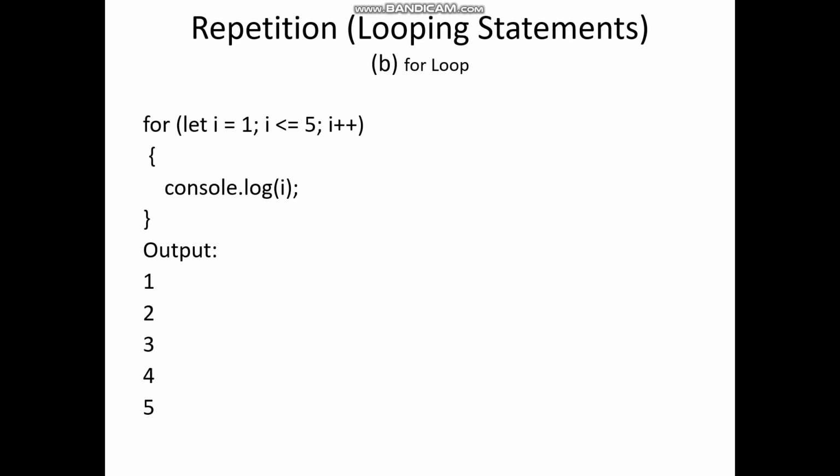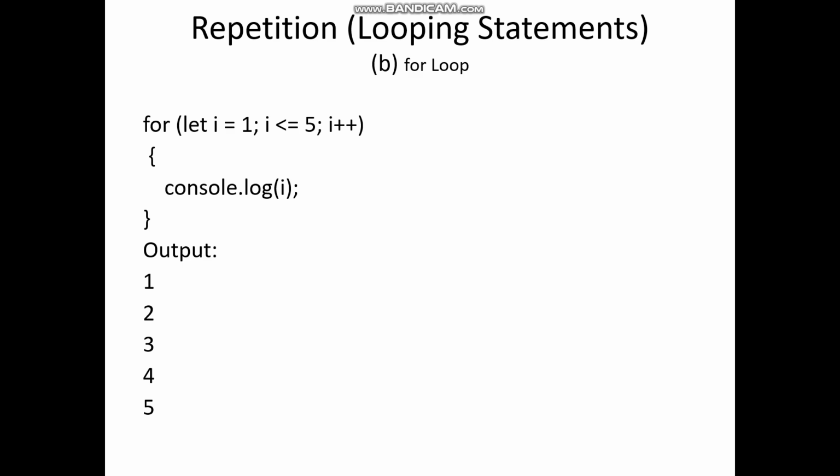The for loop is mainly used when we know how many times we want to execute a block of code. It has three parts inside the brackets: initialization, condition, and increment or decrement. The initialization part is where we declare and assign a starting value to a variable. The condition is checked before every iteration, and the loop continues as long as the condition is true. The increment or decrement part updates the variable after each iteration.